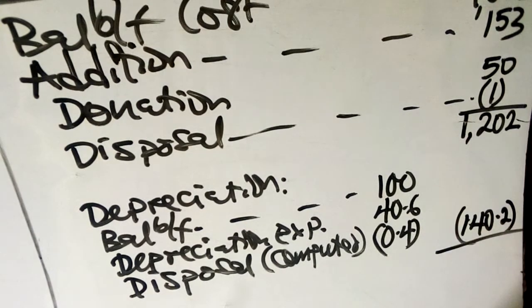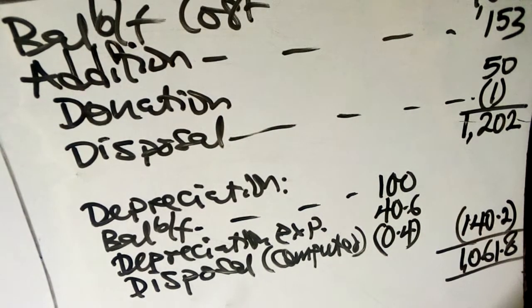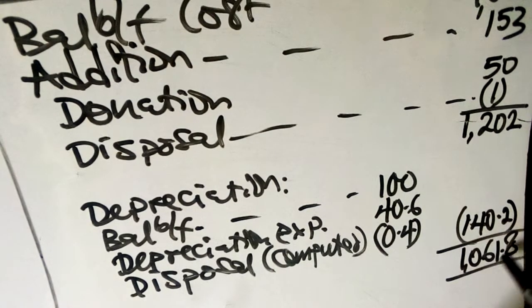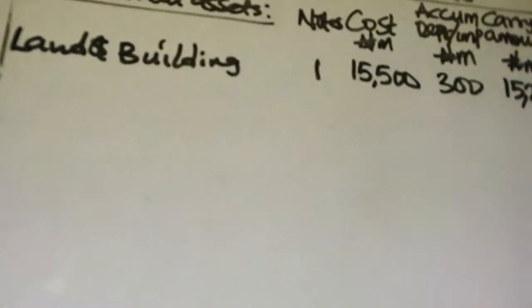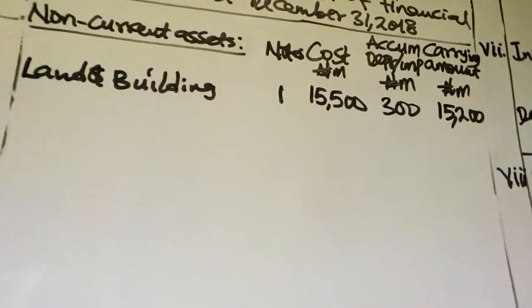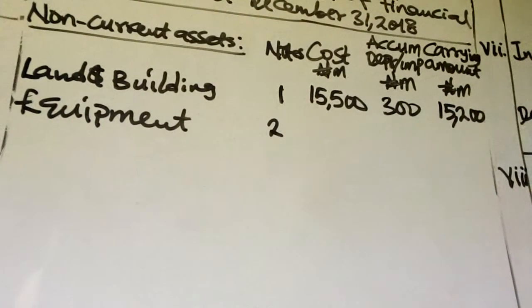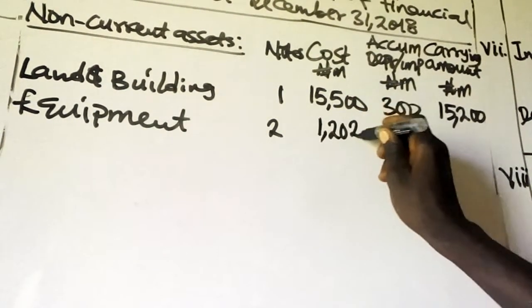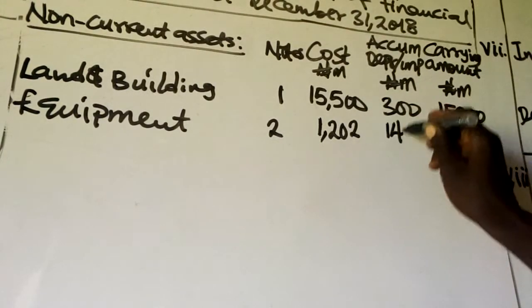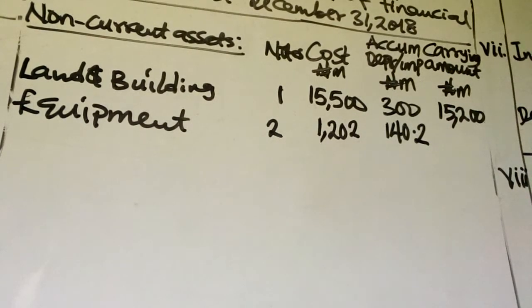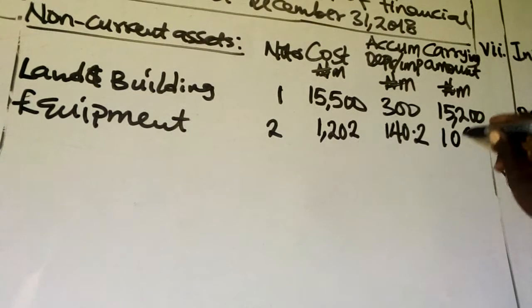So if you remove 140.2 from 1202, then you have 1061.8. Under cost now, we are going to put 1202. Accumulated depreciation, we put 140.2, and carrying amount, we have 1061.8. So we have equipment, note 2: the cost is 1202, accumulated depreciation is 140.2, the carrying amount is 1061.8.